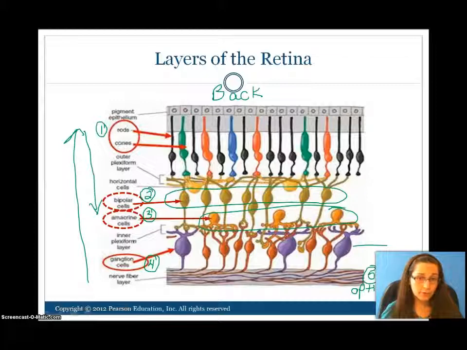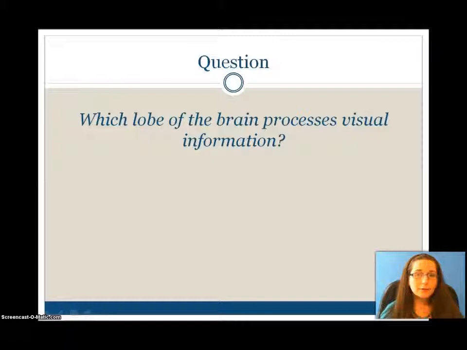So the transduction process is happening at the rods and the cones. That's where your photoreceptors are happening, because that's the first place that we turn our stimulation into our neural message. However, the ganglion cells are really the closest thing to the optic nerve. So let's make sure that we connect this back to the brain. I bet you know this answer, right? Which lobe of the brain processes visual information?